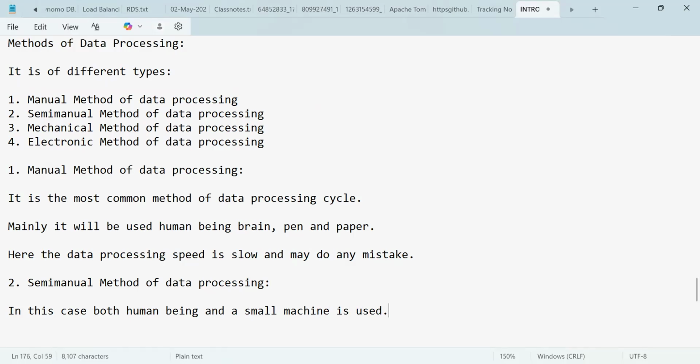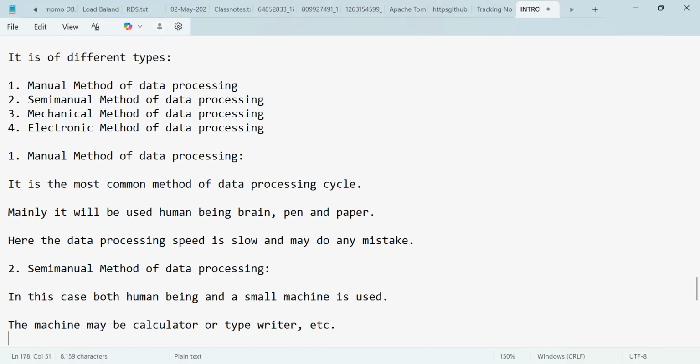A small machine is used in this case. So what will the machine be? The machine may be a calculator or a typewriter. Yes or no? The machine may be a calculator or typewriter. It will be calculated in the semi-manual method.